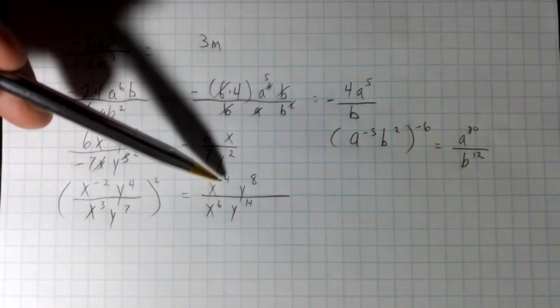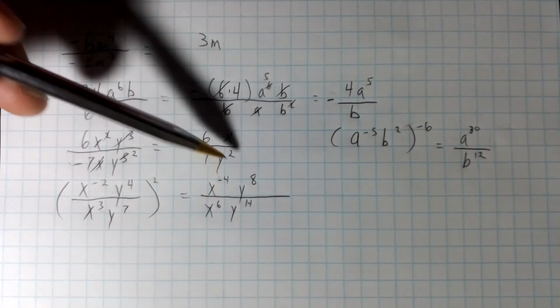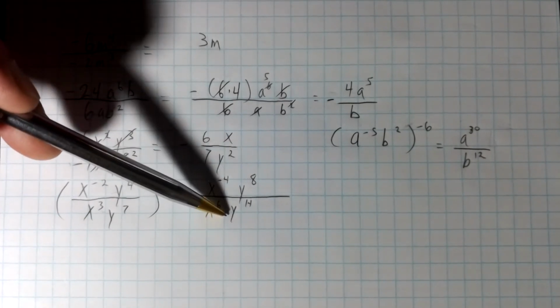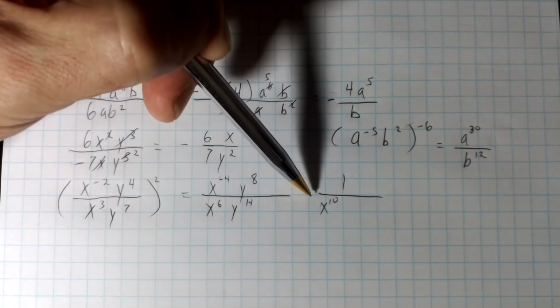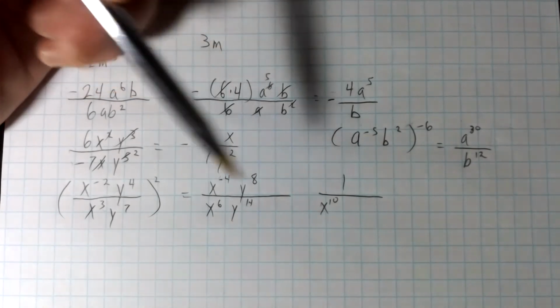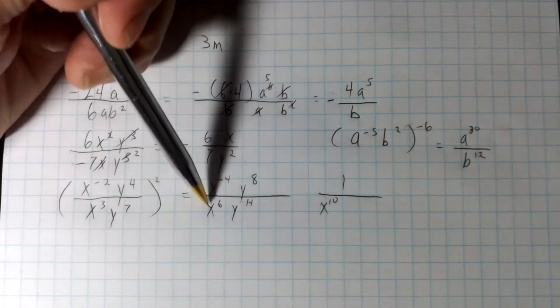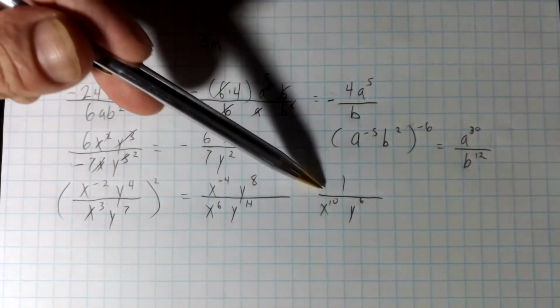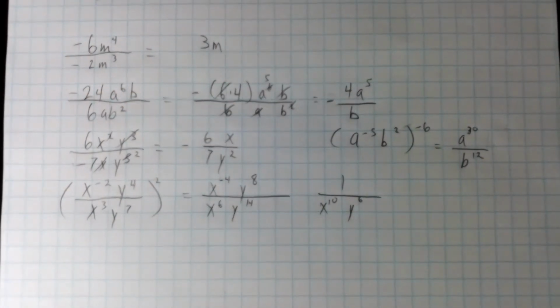Now here, I really just need to clean up this x and cancel out some y's here. I have 8 on top, 14 on the bottom. With my x's, I'm going to end up with an x to the 10th on the bottom. My 4 x's are going to come down here with these 6. And then after canceling my y's, I should get a y to the 6th. That's my final answer.